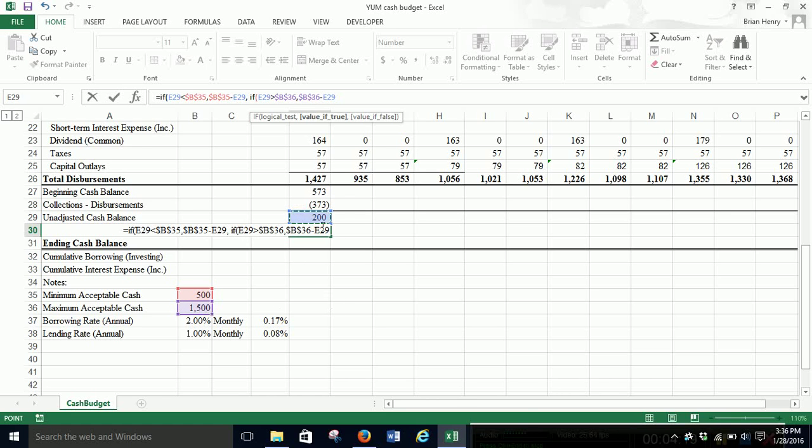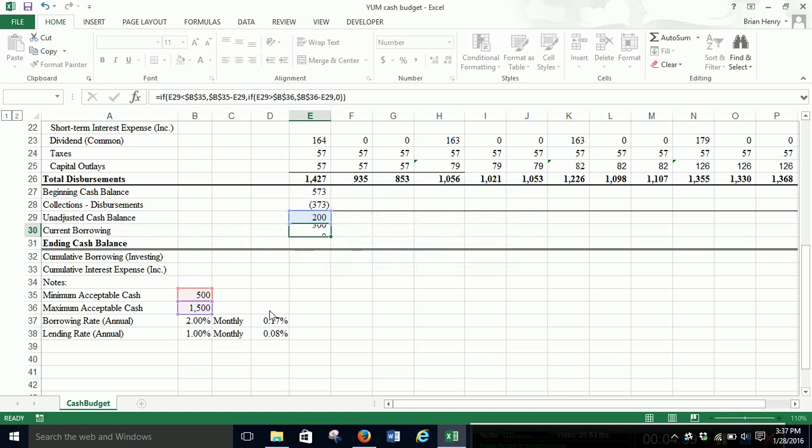And now 1,500 minus something bigger than 1,500 will be negative. So it'll take anything above this amount and invest it. Okay, and so that'll take care of that. And then I can comma. If it's not below 500 and if it's not above 1,500, I just put 0. I'm not going to borrow at all. I'm just going to leave my cash the way it is.